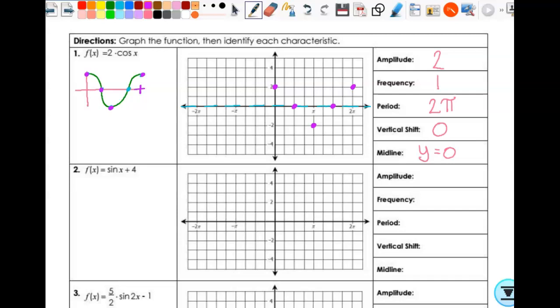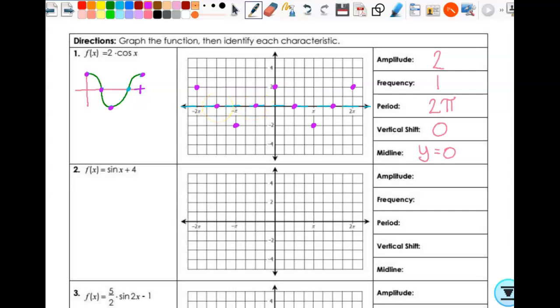Then it just repeats because it's a periodic function, right? So I have a y value of 2 every 2 pi units. Halfway between that, I'd be down here at -2, and then these are my zeros.